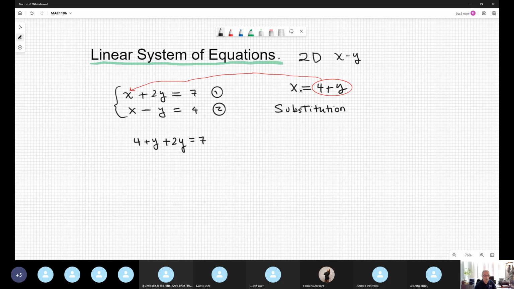Now the rest is super easy. You combine like terms, y and 2y together is 3y, which is equal to 7 minus 4. I move 4 to the other side. 3y is equal to 3, because 7 minus 4 is 3. Divide by 3 on both sides. Obviously, y equals 1.